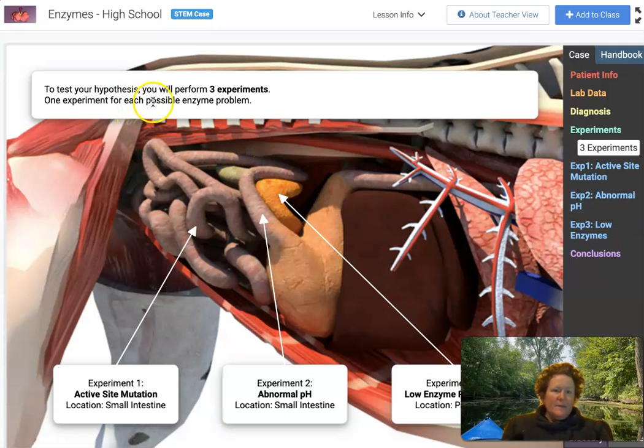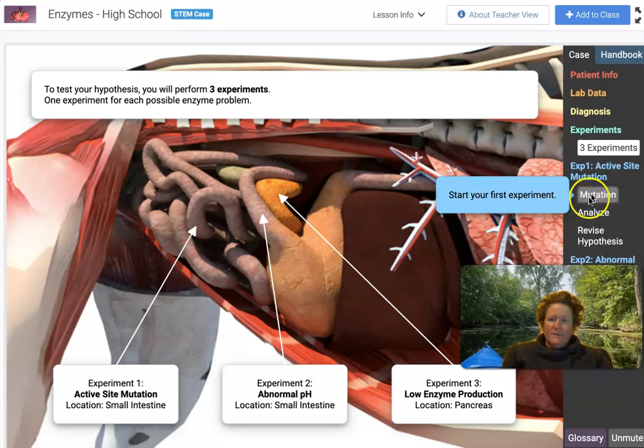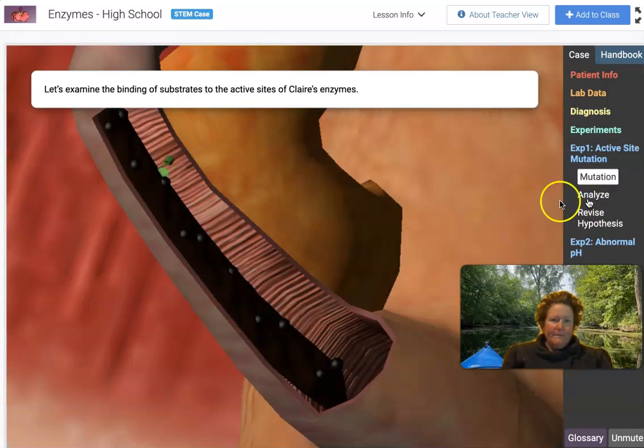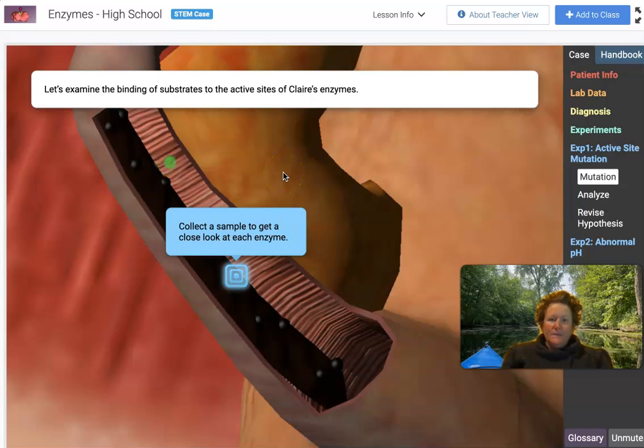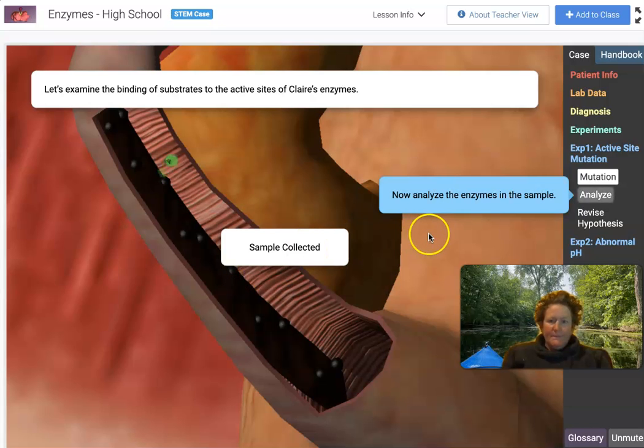To test your hypothesis, you will perform 3 experiments, 1 experiment for each possible enzyme problem. Active site mutation, abnormal pH, and low enzyme production. Let's start our first experiment here. Let's examine the binding of substrates to the active site of Claire's enzymes. So we're going to collect a sample here. Now let's analyze our sample.